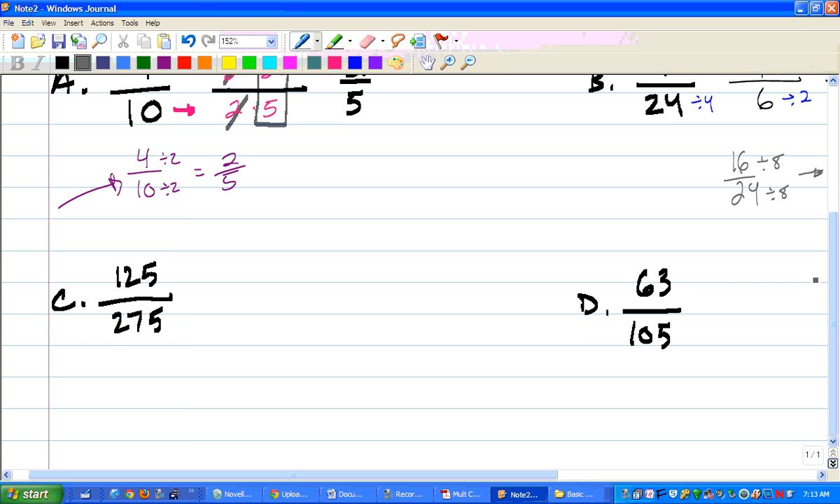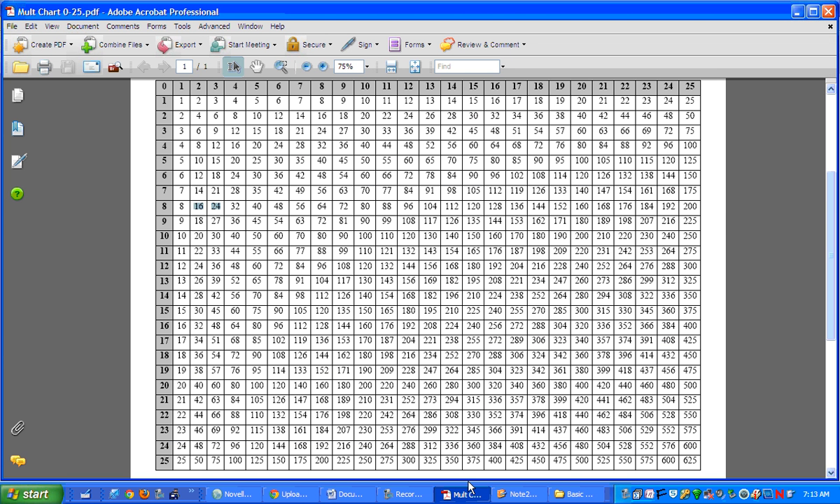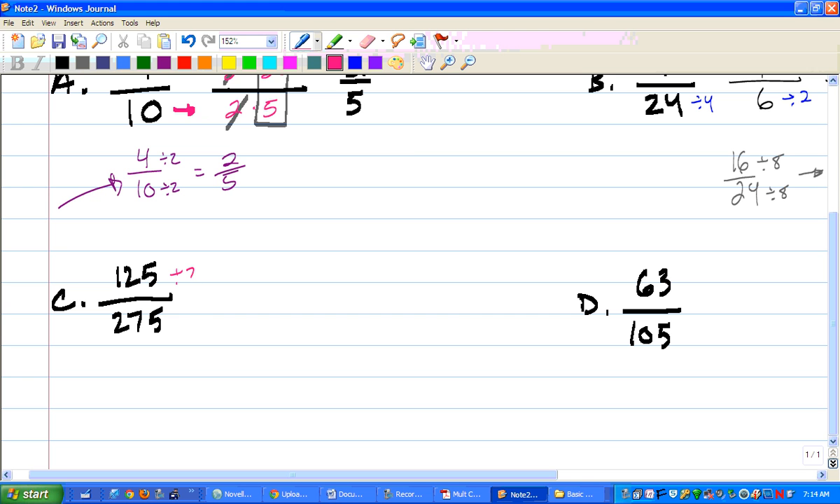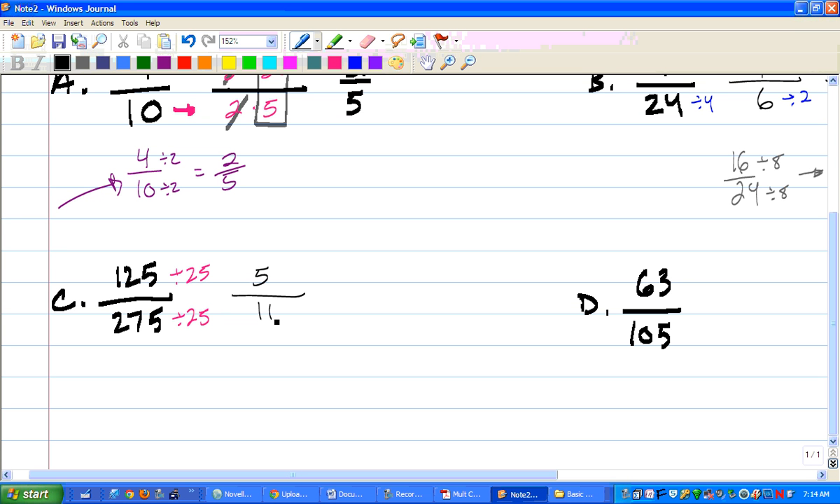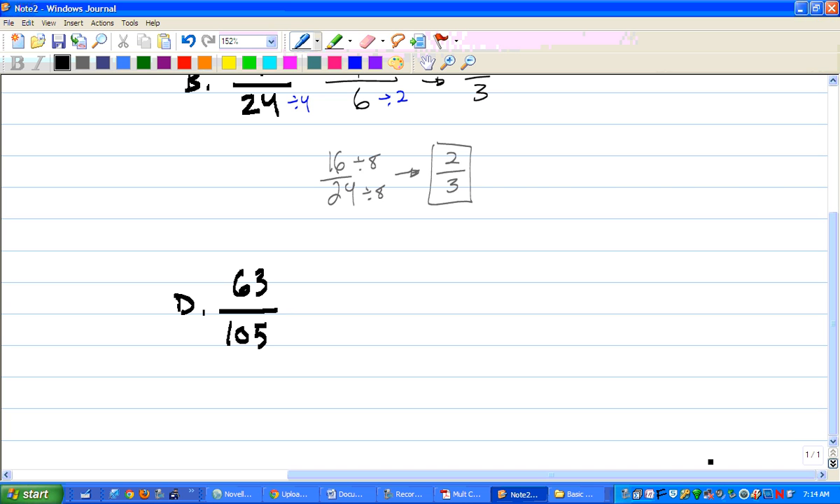Let's see if we can do that with C. 125 and 275. Well, I'm pretty sure 5's going to go into both of those, but my multiplication chart's too small, so it won't go that many. Is there another number? Let's think about 25. There's 125. There's 275. Let's try that. So I'm going to divide the numerator and the denominator. 125 divided by 25 is 5. 275 divided by 25, just so I don't get it wrong, is 11. Now, can we reduce that fraction? No. So it's in lowest terms. Wasn't that much easier?